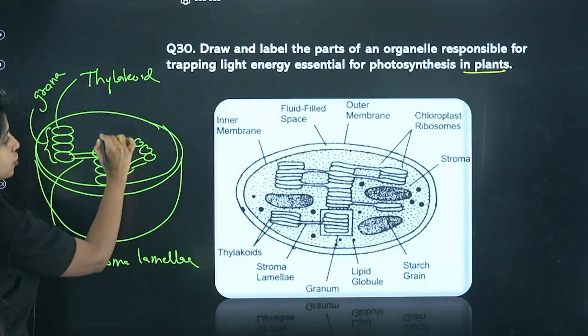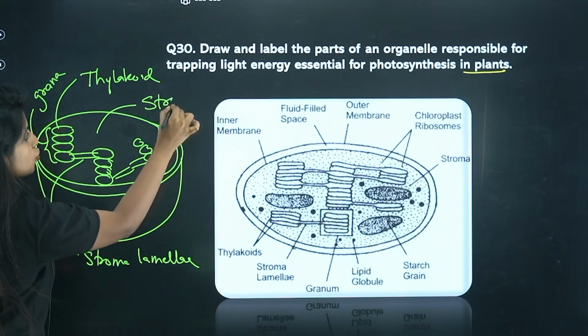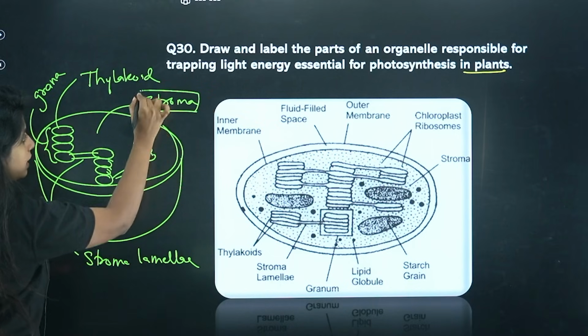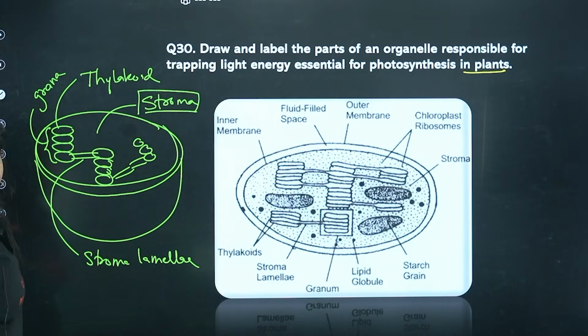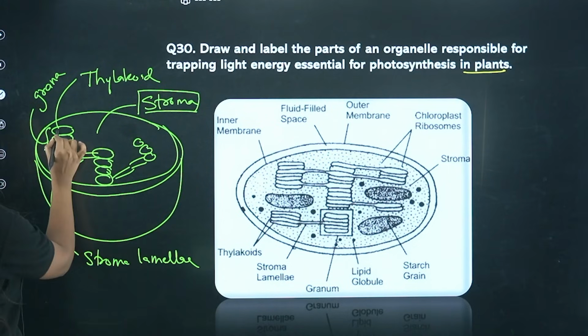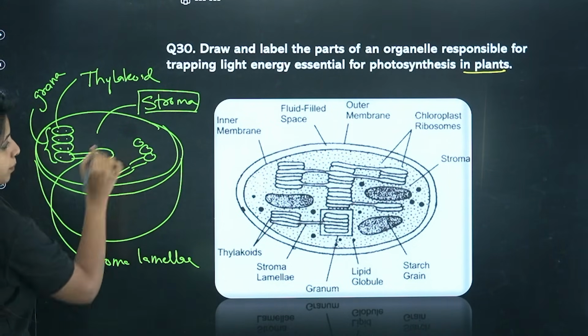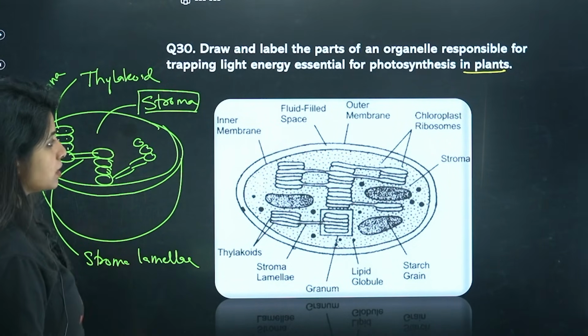Now this extra region that you see is known as stroma. Do not get confused between stroma lamellae and stroma. Stroma lamellae is this, and stroma means the extra space that you see over here. This is generally what you have to talk about, and please mention that there are chlorophyll pigments as well.